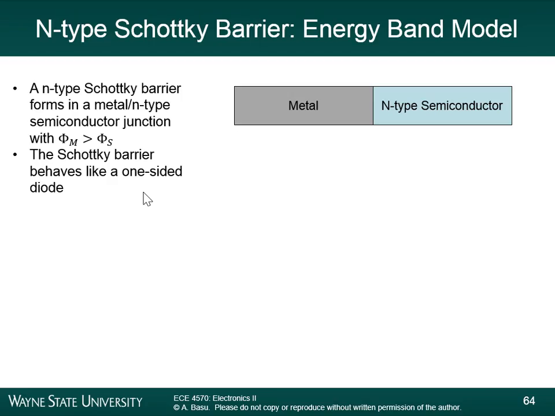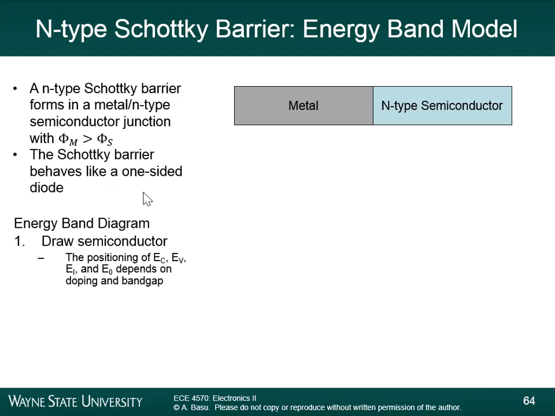The first thing you do is draw the semiconductor part of it. In this case, we have a metal here and an N-type semiconductor on the right side. So the first thing we'll do is just draw the semiconductor band diagram, and you should be quite comfortable drawing semiconductor band diagrams. We have an N-type semiconductor, so the Fermi level is above EI. You can find the distance between EF and EI based on the doping. So this you know how to do.